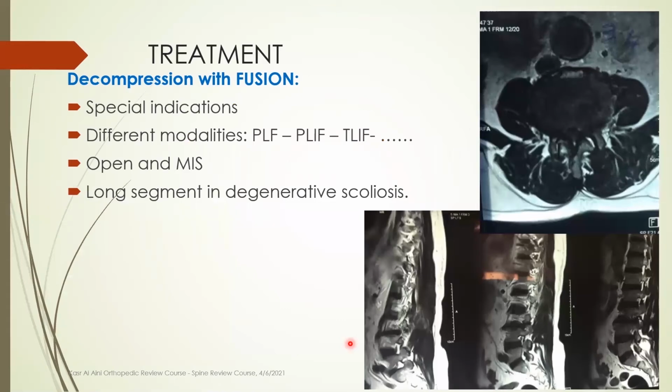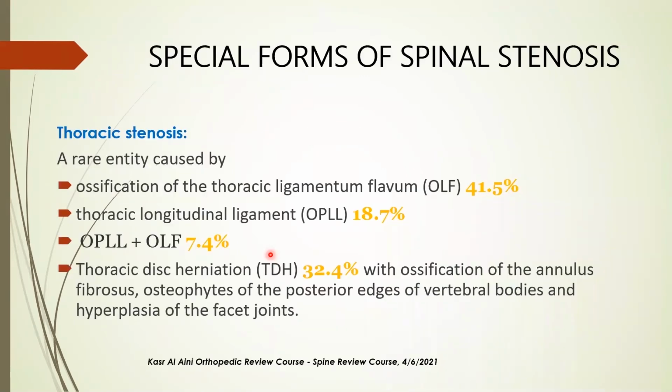There are special indications for fusion. As we mentioned, in this case there is significant narrowing. You can hardly do proper decompression without sacrificing the facets. And here also you can see significant foraminal stenosis, so possibly you will need to sacrifice the facets for fusion. Different modalities of fusion: posterolateral fusion, PLIF and TLIF, open and minimally invasive, and sometimes long segment, like cases of degenerative scoliosis.